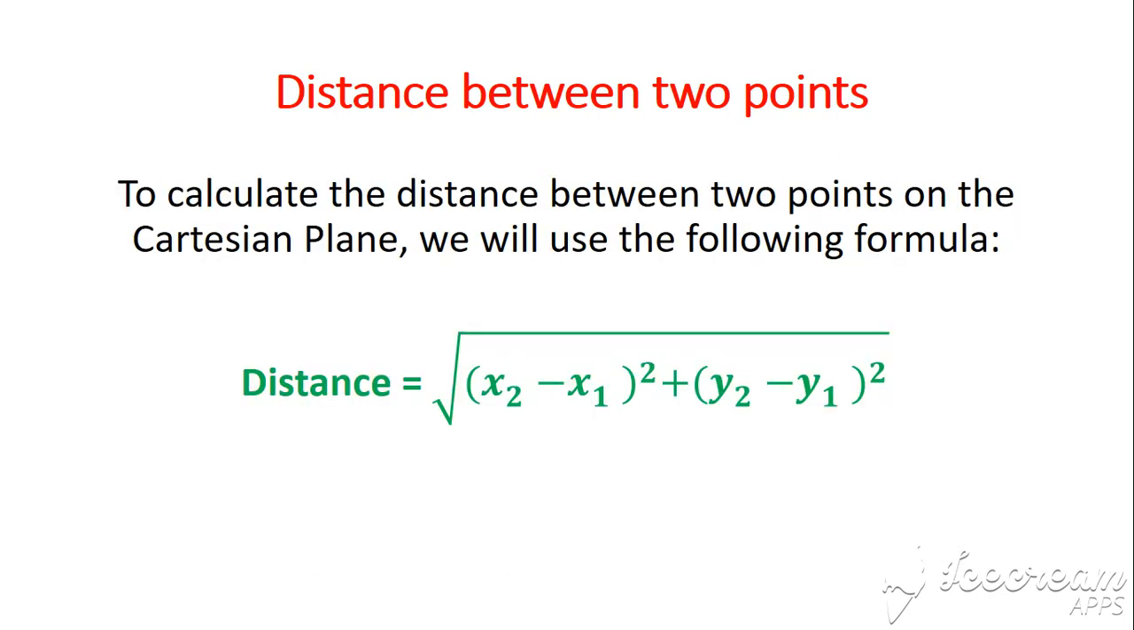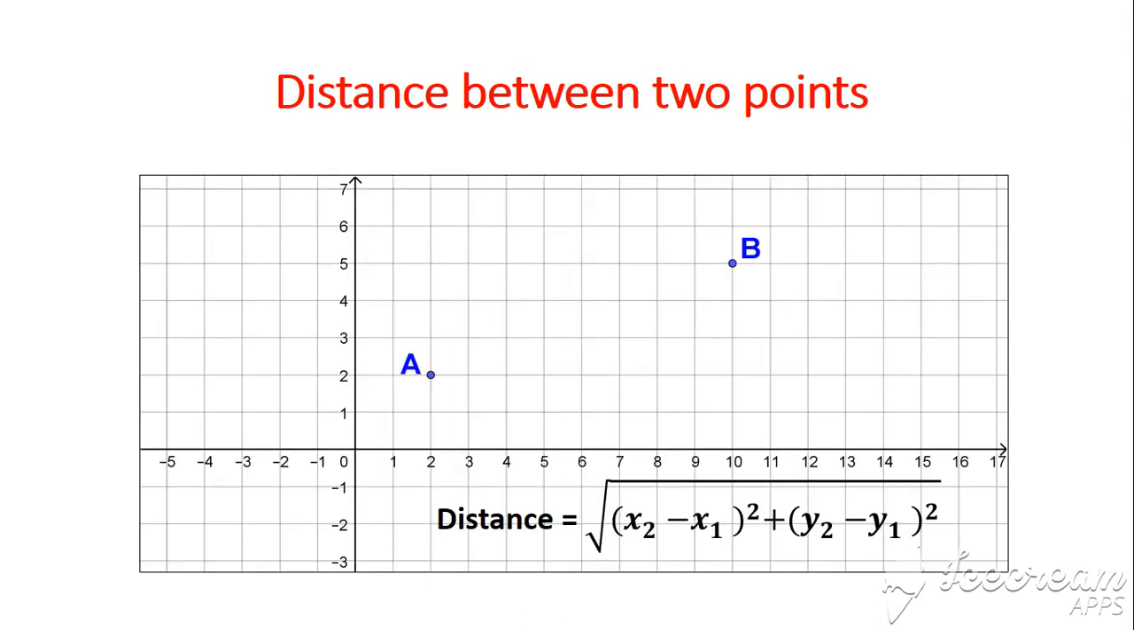Right, to calculate the distance between 2 points we're going to use the following formula. The distance is equal to the square root of (x2 minus x1) all squared plus (y2 minus y1) all squared. So let's show you how this formula works.